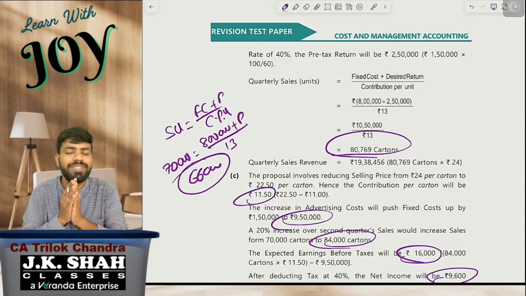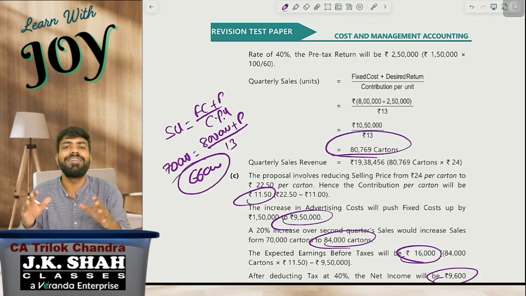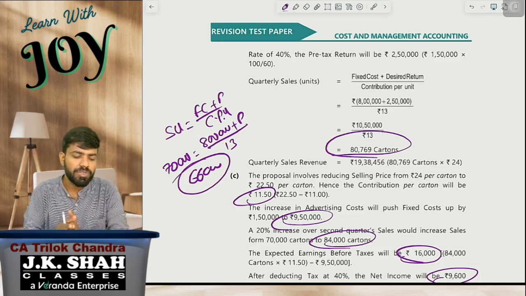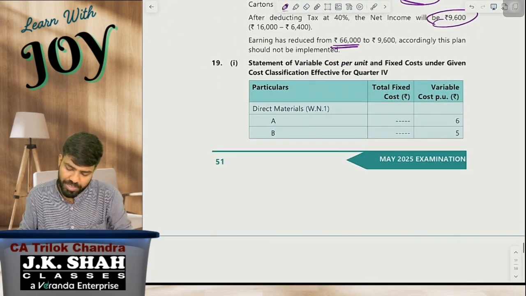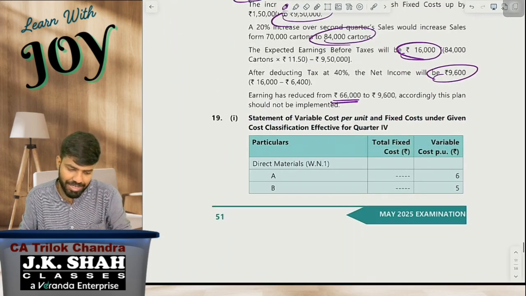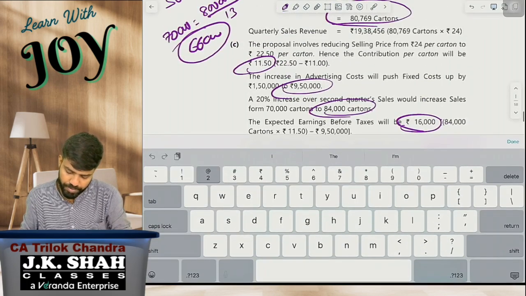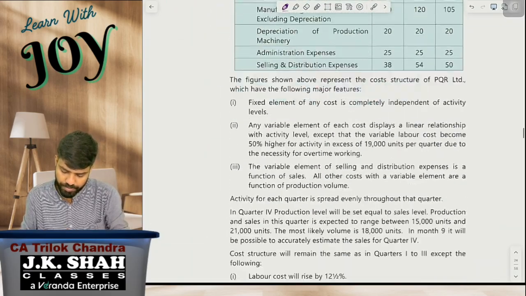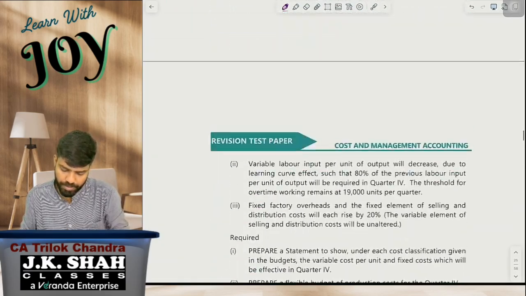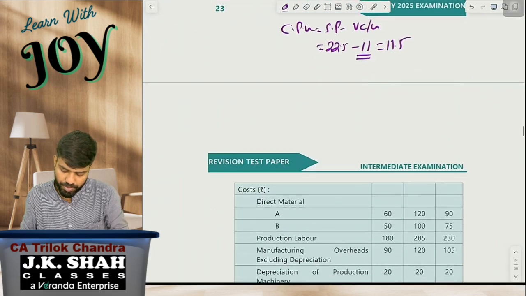We are not going to adopt the change in sales strategy. Okay, so this is about the marginal costing question. Last question is based on budgetary control. First, let us look into the question. Budgetary control. Look at this.